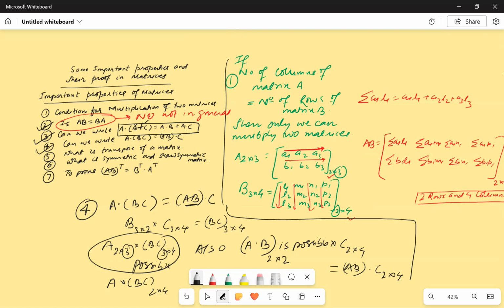Okay. So this is a very important property. Distributive and associative, we can take as granted. But commutative, AB equal to BA, is not possible in general. It is not possible generally. Now, what about transpose of a matrix?